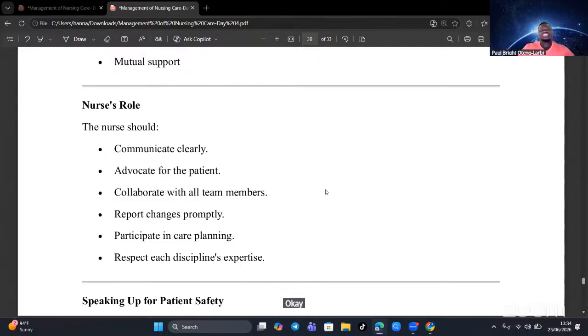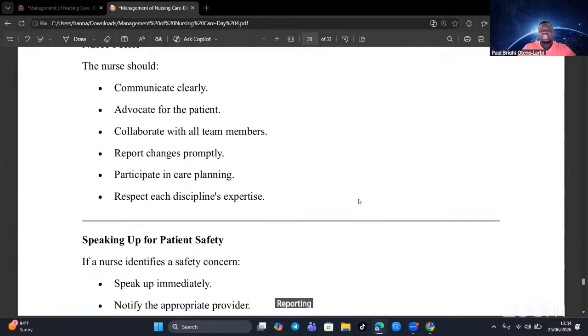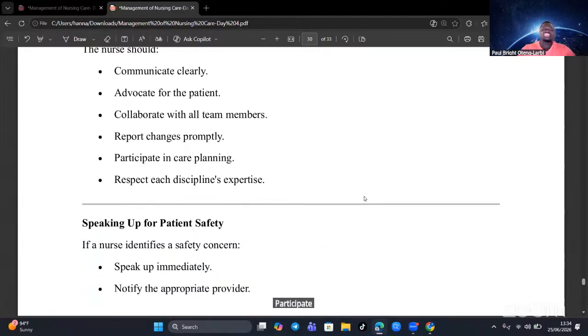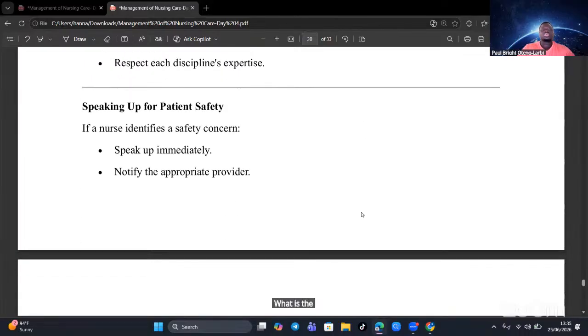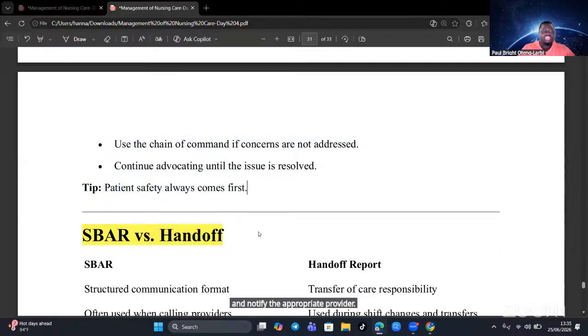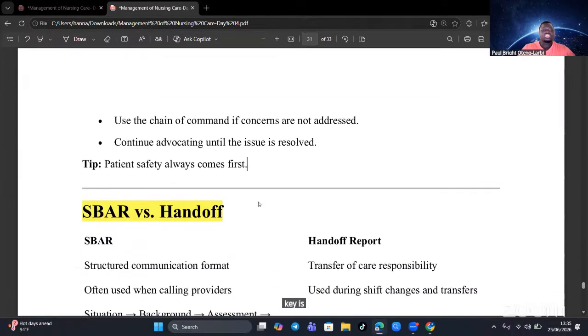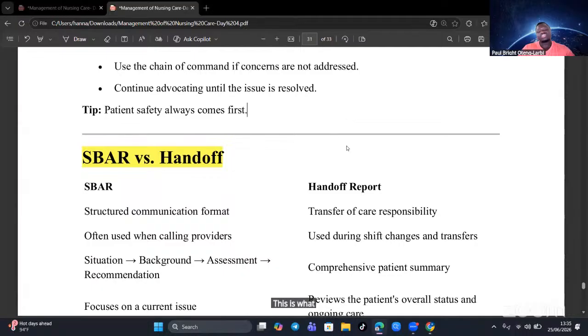You should advocate, collaborate with all team members, report changes promptly, participate in care planning, and respect each discipline's expertise. That is the necessary role. So always speak up for the patient's safety. You speak up immediately, not later, and notify the appropriate provider. Yes, so patient safety always comes first.